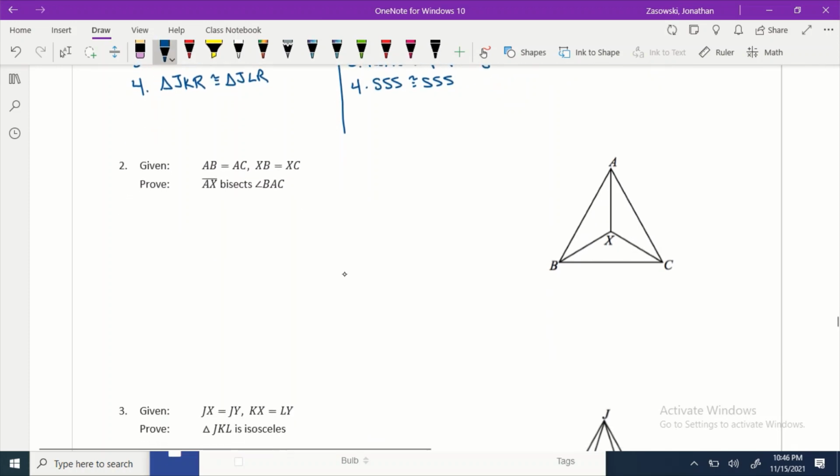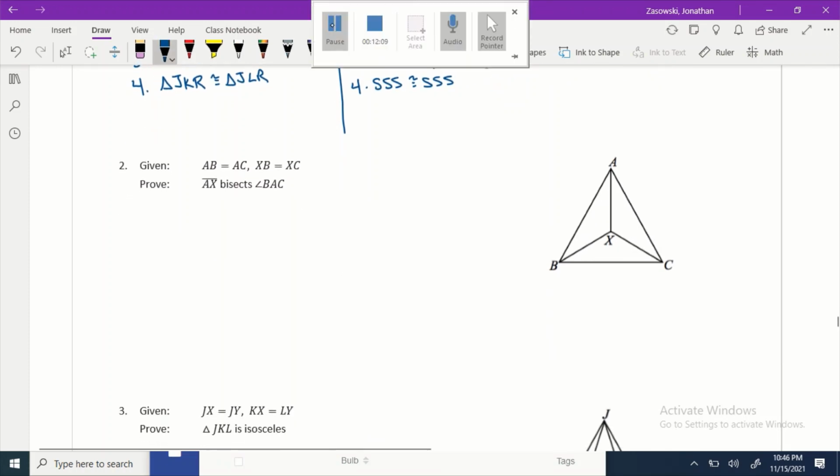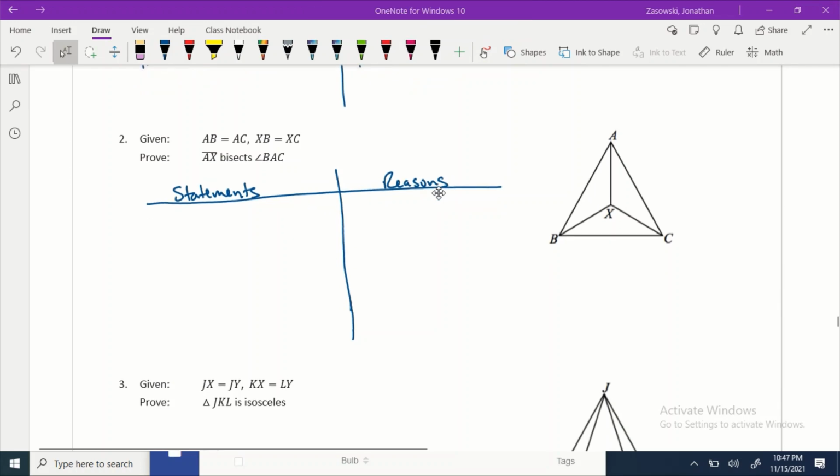Slide down to number 2. Go ahead and do your T-chart and fill in your statements and reasons. And then pause it. Okay. And then fill that in and then press play. Okay. So once again, we're going to change the given here. So don't cross it out too much. We're actually going to come back to this.